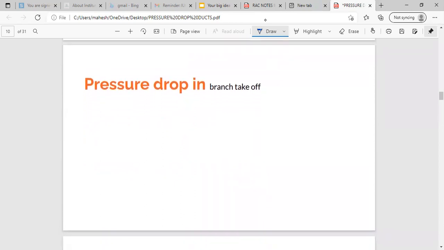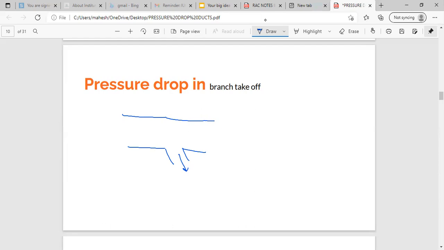The next area where we need to look for the pressure drop is known as the branch takeoff. Now, what are these branch takeoff? Let me just try to show it over here. When there is a main duct, let us say this is the main duct, I'm drawing a broader picture, and if it has to supply the air to different rooms, there has to be some branches. So there is a branch over here. From the main duct, if you want to supply it to a different area, this would be a branch.